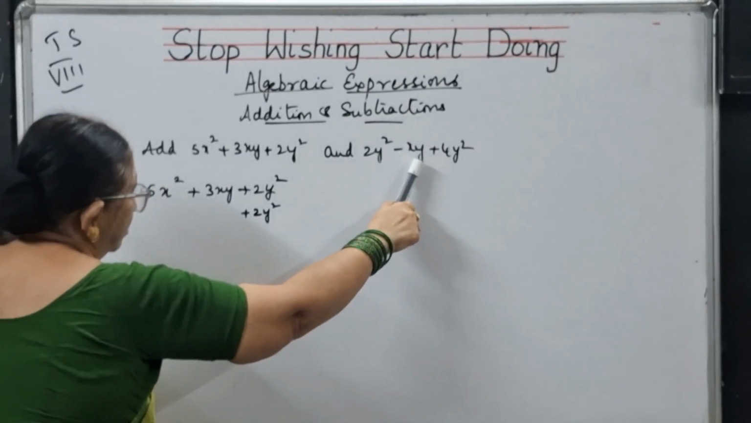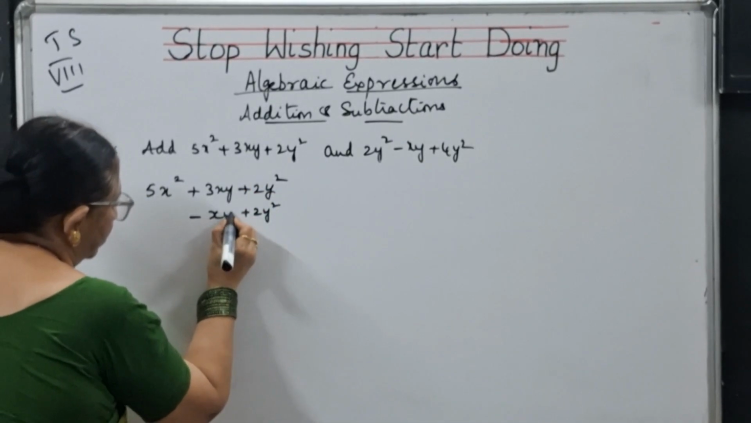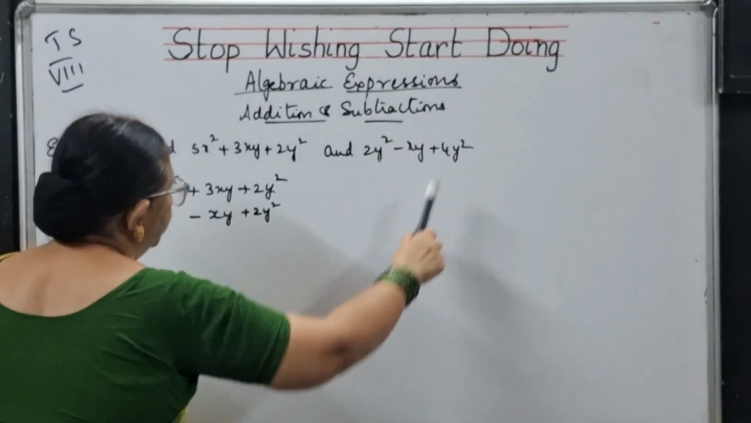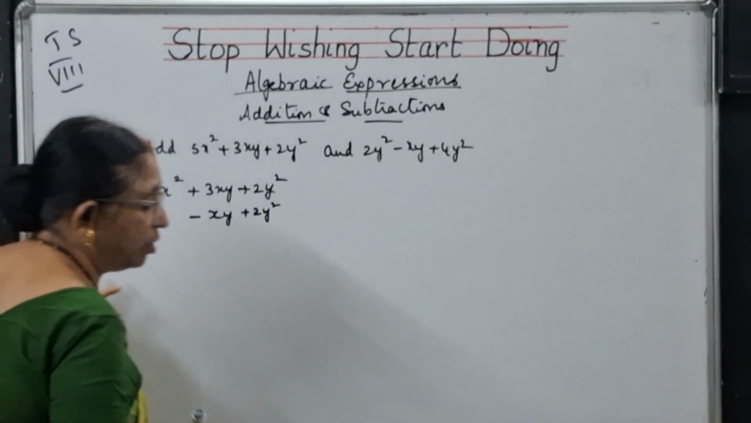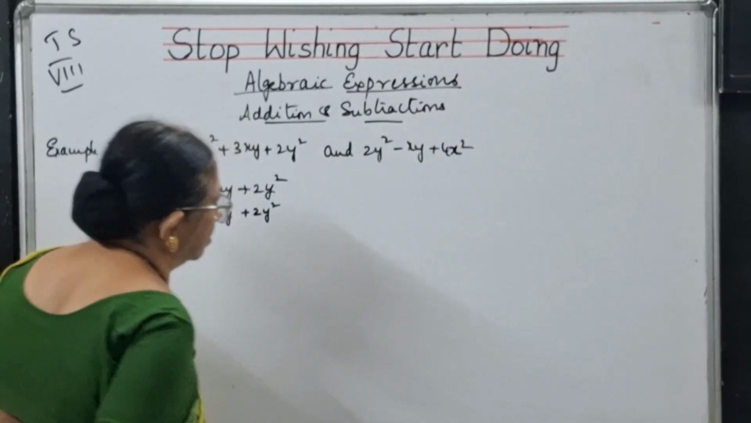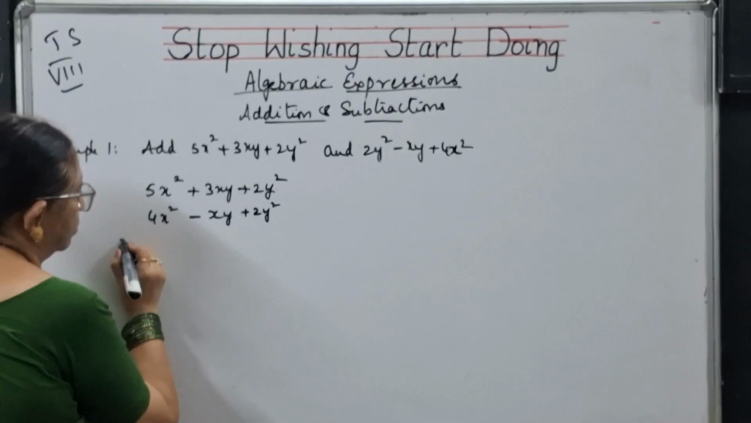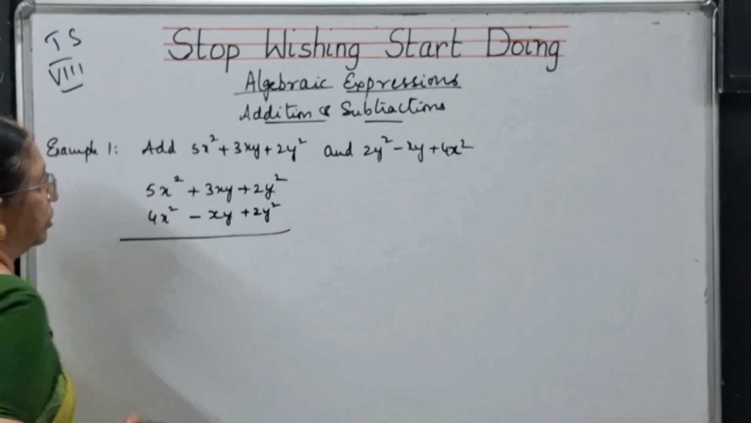Next, minus xy. Where is xy? Here. So I should write minus xy underneath it. Next, 4x square. I have written it wrongly earlier. It is 4x square, so I should write it under x square. So this is very important, children.